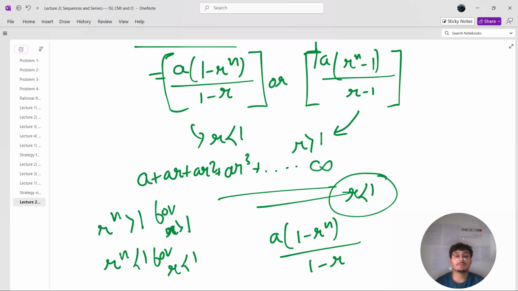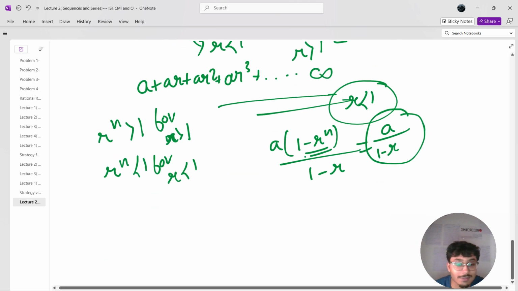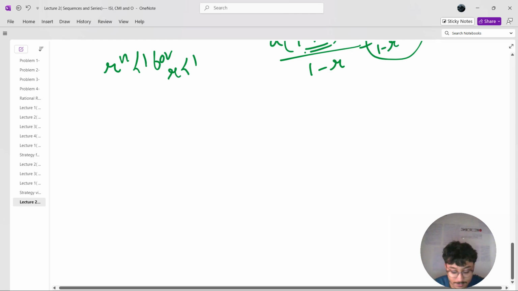So this thing is ultimately going to be very, very less than 1. So it is going to be close to 0, approximately equal to 0, but not exactly equal to 0. So ultimately this term vanishes and my expression comes out to be a by 1 minus r. This is my summation of an infinite series.